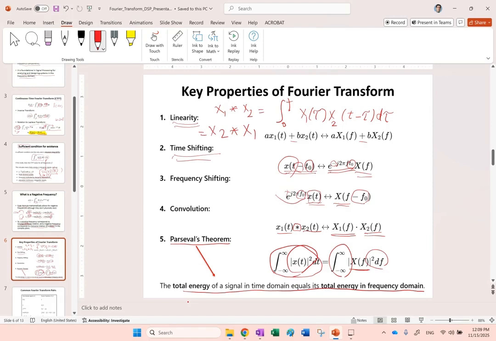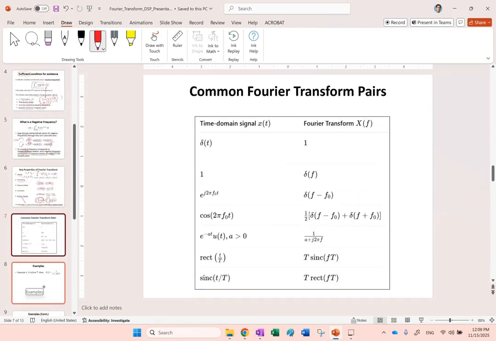Okay, now that we know them, let's go ahead and look at some common Fourier transform pairs. So if in the time domain you have the delta function, in the Fourier transform that is 1. If you have a constant like 1, on the other hand, it's going to be delta function. And that is the interesting part.